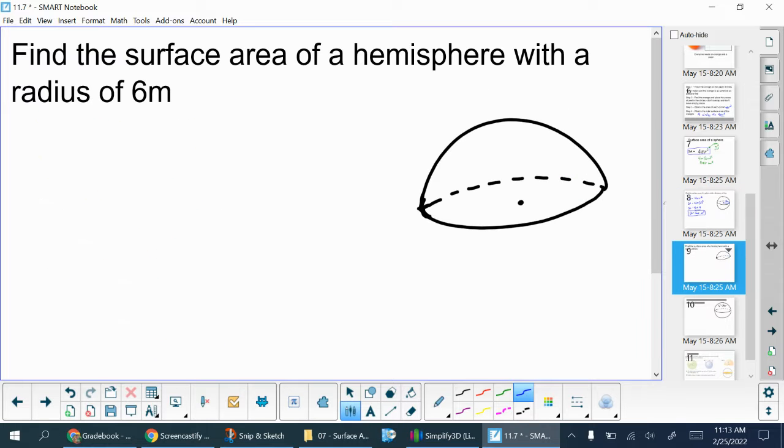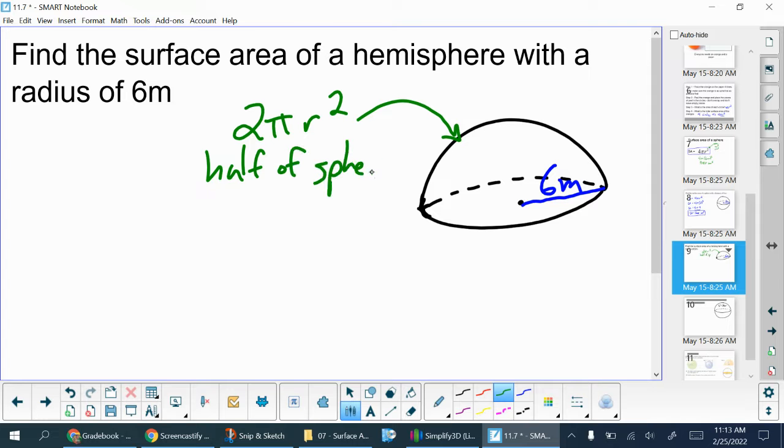Next up, we've got a hemisphere with a radius of 6 meters. Now, the big thing here is there's 2 parts. If you're sitting here thinking, okay, well, the surface area formula should be just 2 pi r squared. Remember, that's just the outside of the sphere. That'd be half of the sphere.